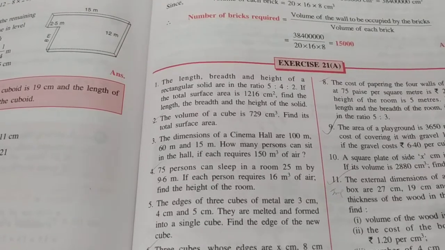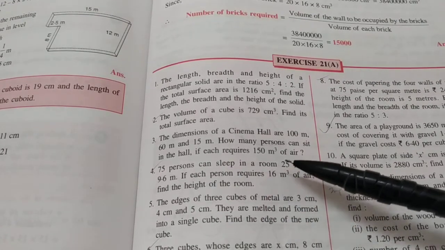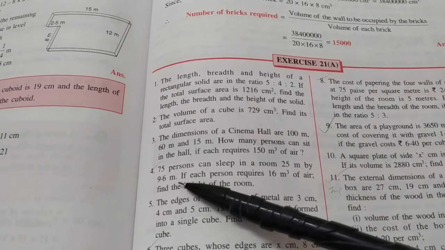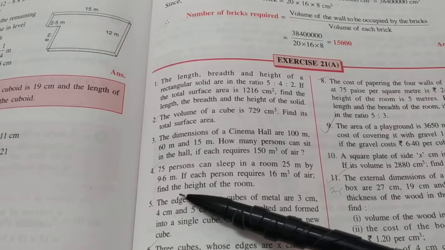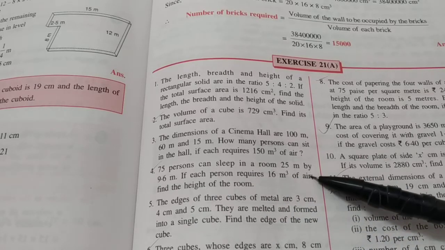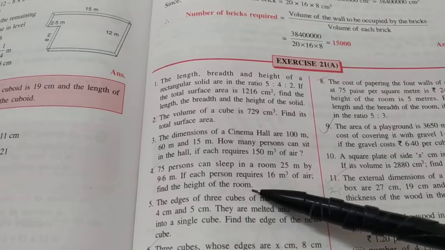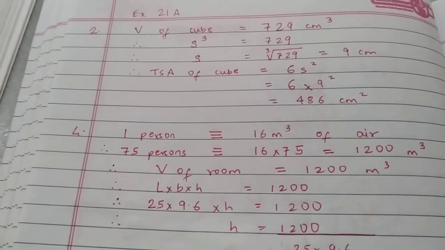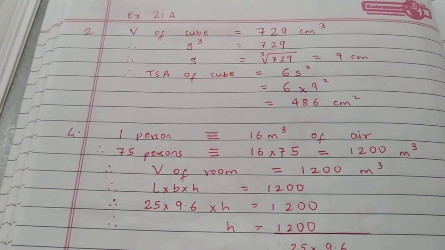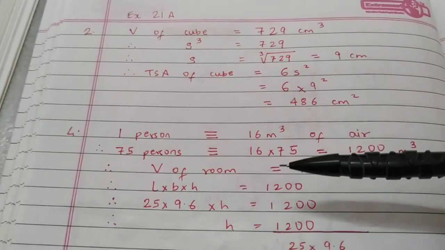Next, the fourth sum. 75 persons can sleep in a room, and the length and the breadth of the room is given. Each person requires 16 meter cube of air. So that's the volume of air. Find the height of the room. Now we'll use a unitary method first. You could solve it in the tabular form as well.